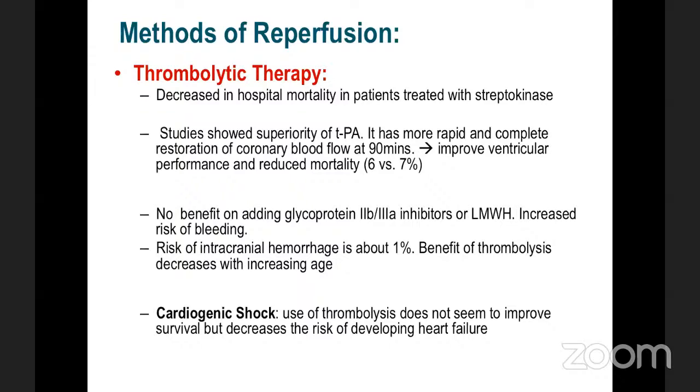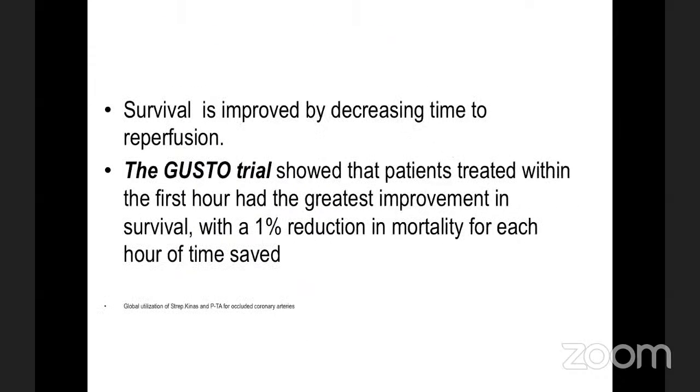In cardiogenic shock, use of thrombolysis doesn't seem to improve survival, but decreases the risk of developing heart failure. And survival is improved by decreasing time to reperfusion. And the GUSTO trial showed that patients treated within the first hour have the greatest improvement in survival, with a 1% reduction in mortality for each hour of time saved.